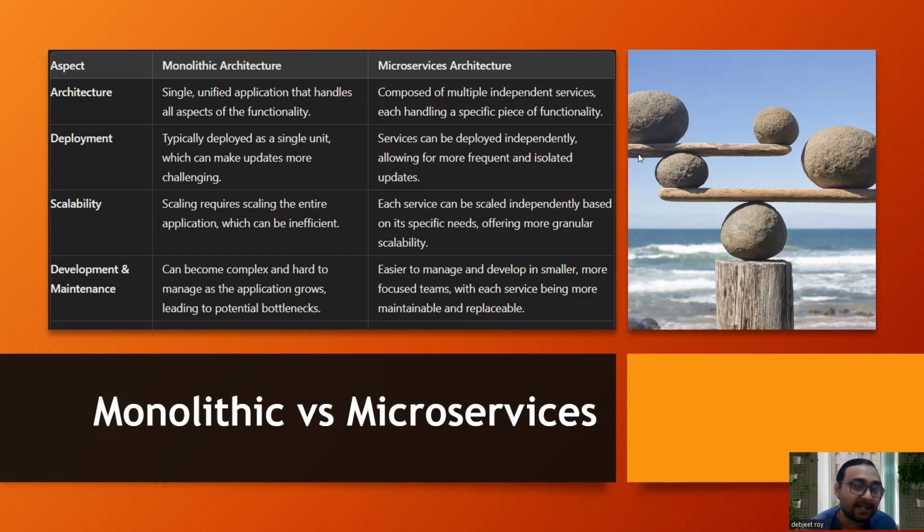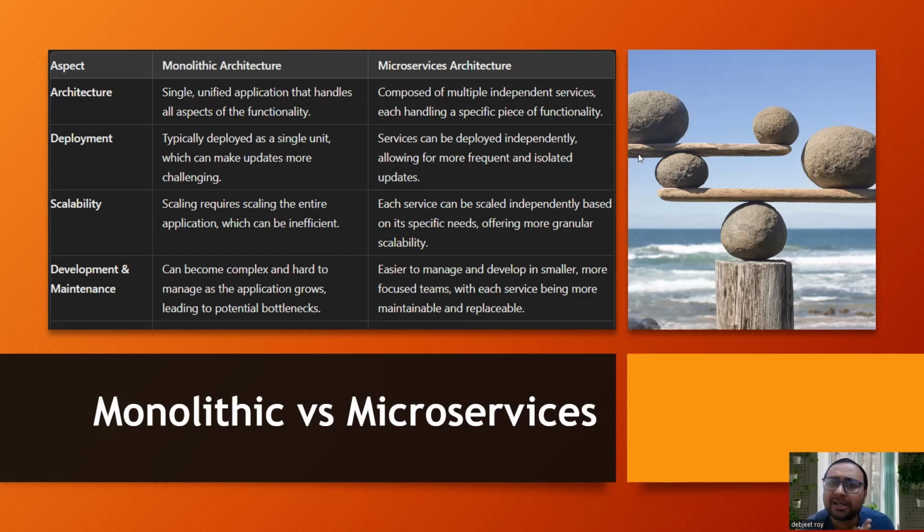From a scalability perspective, a monolith requires scaling the entire application. So it becomes very inefficient, right? Why should you scale the entire application when only a few parts of it require scalability? But in the case of microservices, that is not the case. Each and every service can be scaled independently based upon their needs, so it becomes more granular scalability. It provides more granular scalability, and that is the advantage of microservices.